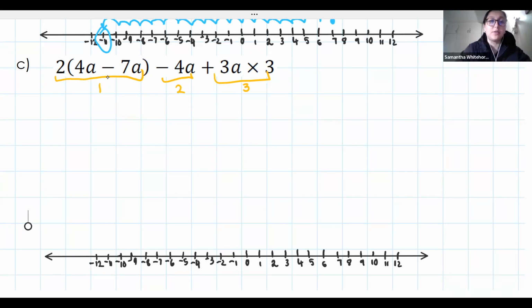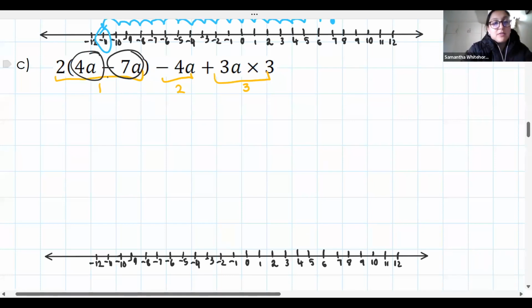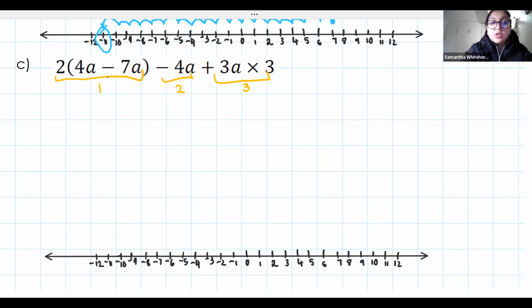Okay, let's have a look. So in your first term, you might have noticed that the negative 7a and the 4a are actually like terms. So if you wanted to, you could subtract them to get negative 3a and then times by the 2. I'm going to not do that. You get the same answer either way. It really doesn't matter how you choose to do it. I'm going to distribute.